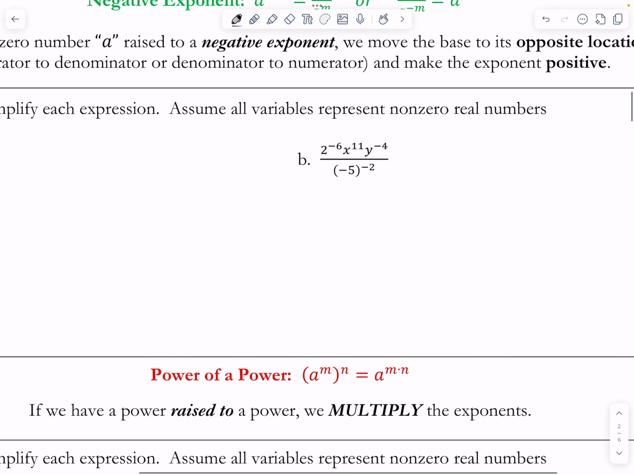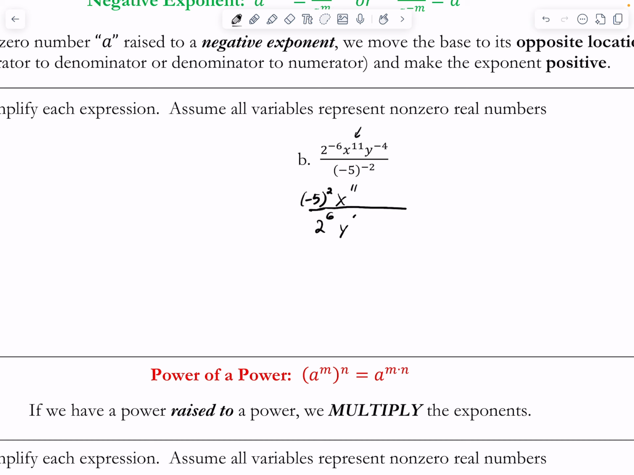Okay, let's do this one. Looks like almost everything needs to be moved except for this x to the 11th power. That's going to stick around. Then I have that 2 to the negative 6th power is going to go down to be 2 to the positive 6th power. Negative 5 becomes raised to the positive 2nd power.